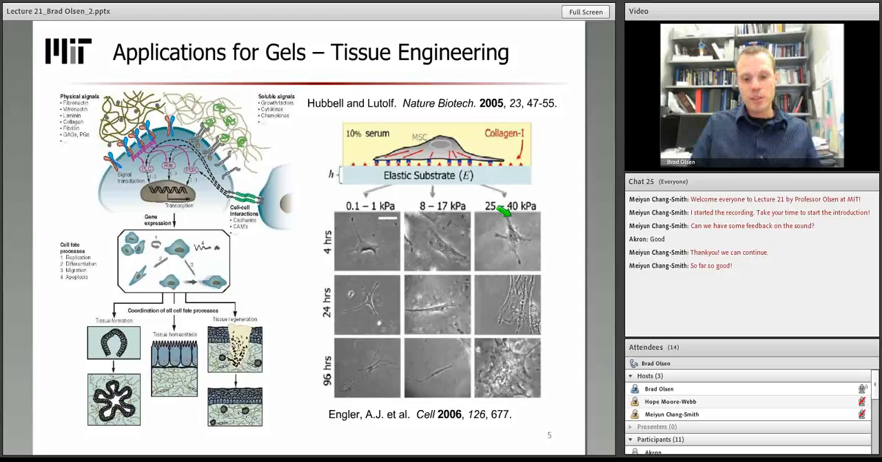And this corresponds roughly to the modulus of the tissue in which the cells would typically be found. And so what Discher's group infers is that the modulus of the surface sends cues to the cells about how they should differentiate and what types of phenotypes they should take on. And so this suggests to us that polymers and material engineering is also very, very important for controlling the behavior of cells in the preparation of tissue engineering implants.